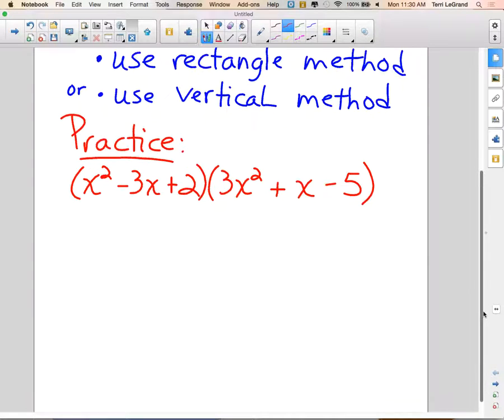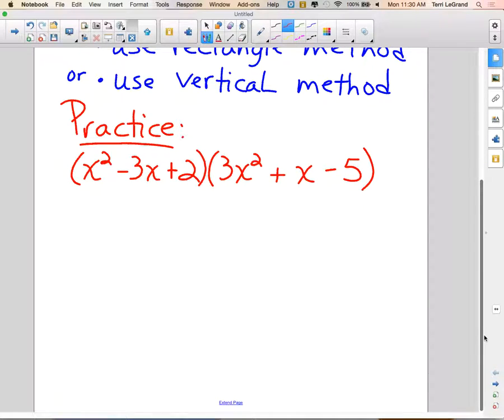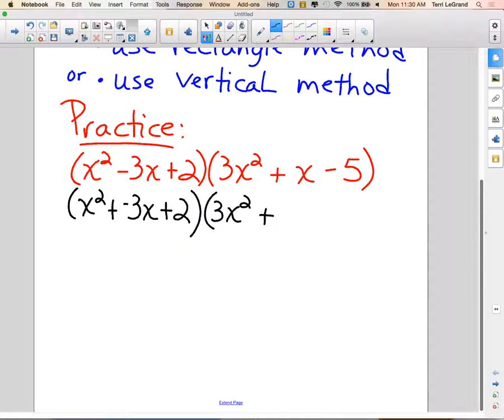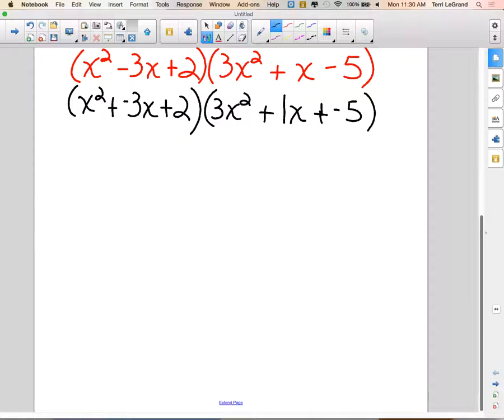Okay, what's going to be our first move before we do anything else? Add the opposite. We're going to change it to add the opposite. So we're going to have x squared plus negative 3x plus 2 and 3x squared plus, we can put a 1 in there if that helps us out, or we can just leave it, plus x plus a negative 5. Okay, let's use the rectangle method first. Let's do rectangle.